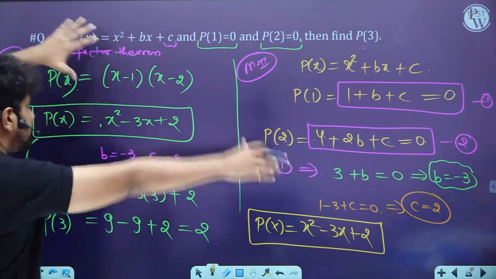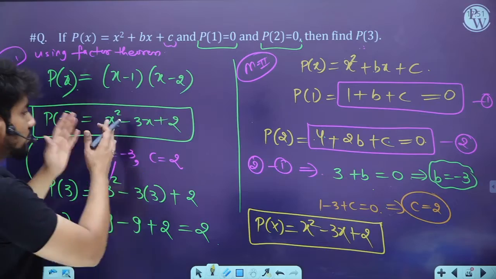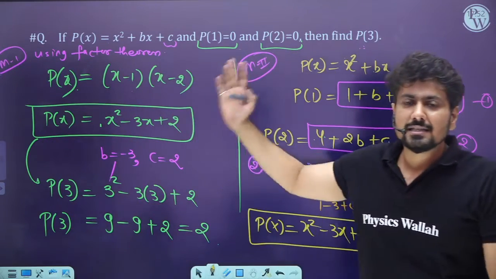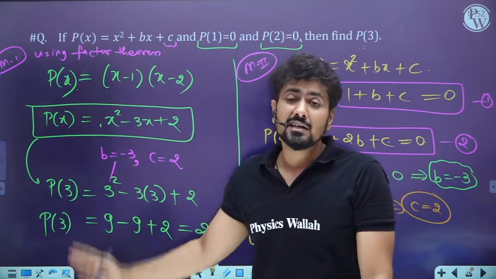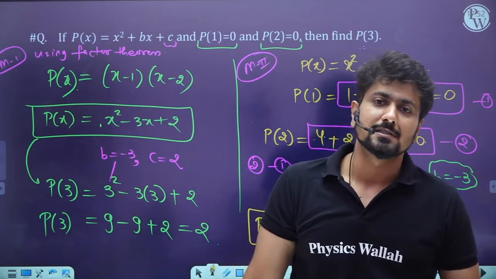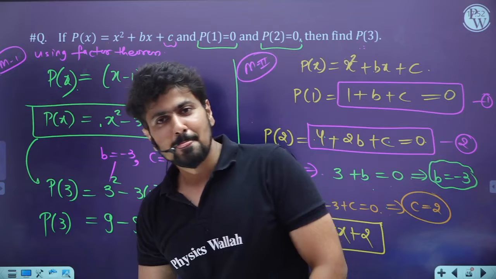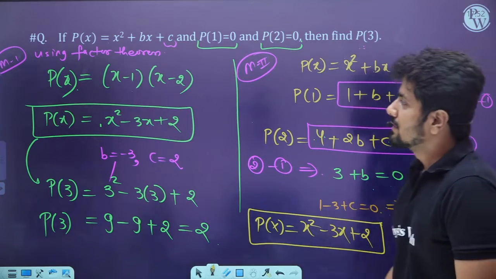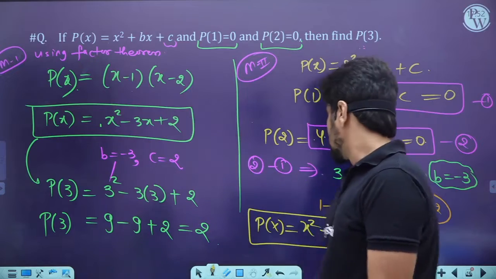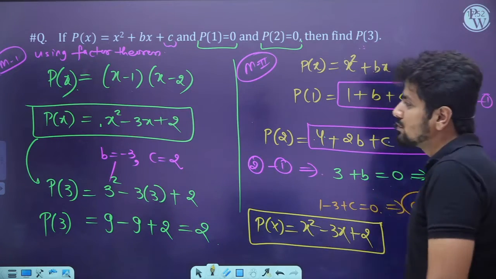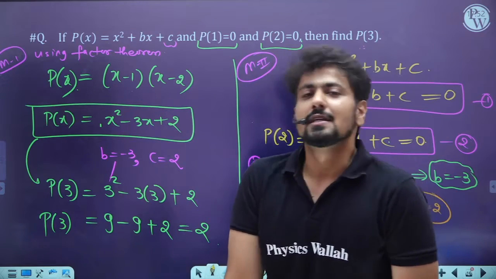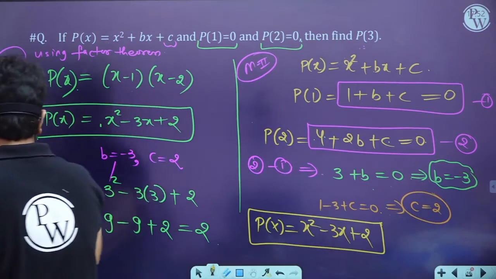We are going to prefer this method of factor theorem. Really amazing questions are made on this basic concept. Okay? Everyone got this thing? So P(x), we got x square minus 3x plus 2. Here I directly got P(x) as x square minus 3x plus 2. So that's the thing.